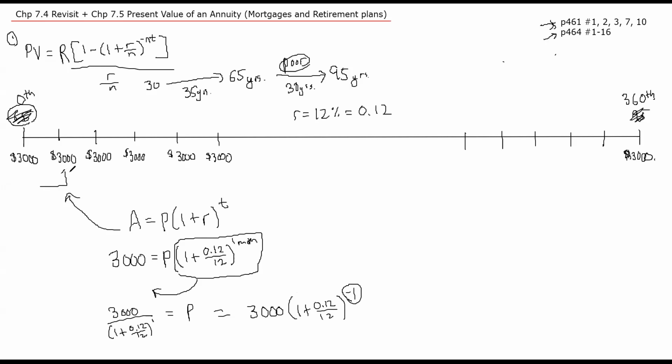So to get to 3,000 after 1 month, I would need 3,000 divided by 1.01. I would need 2,970 and 30 cents right now. That's all I actually need.